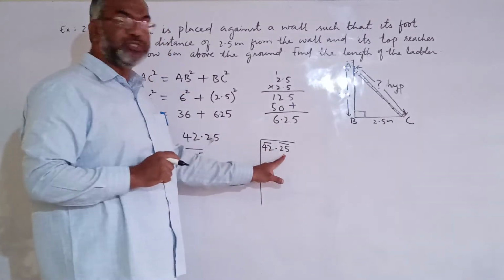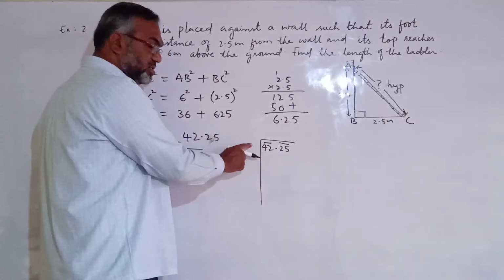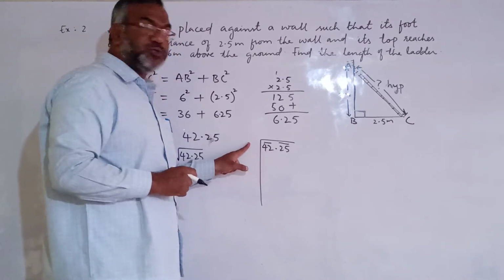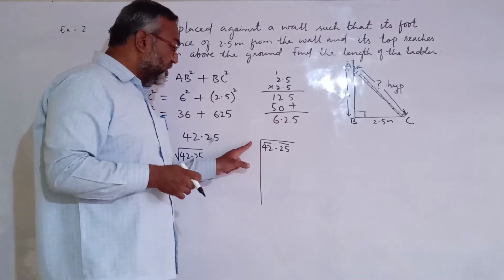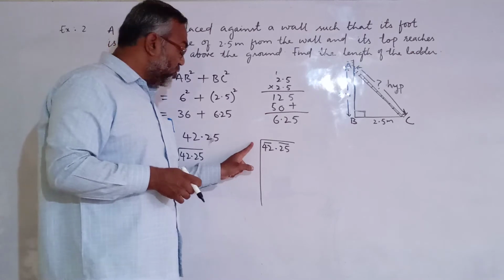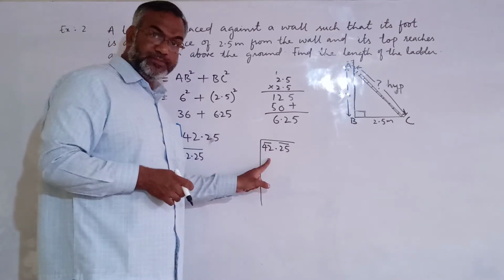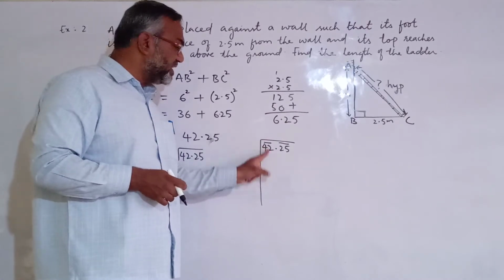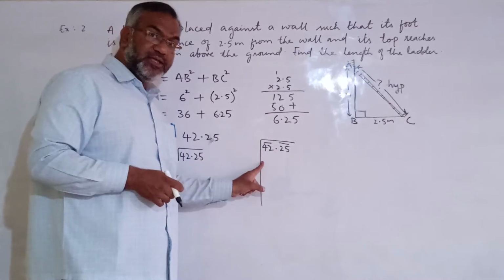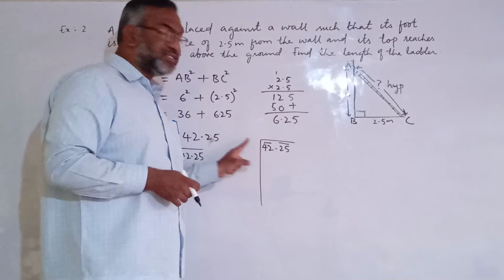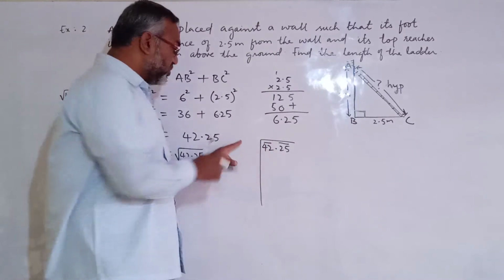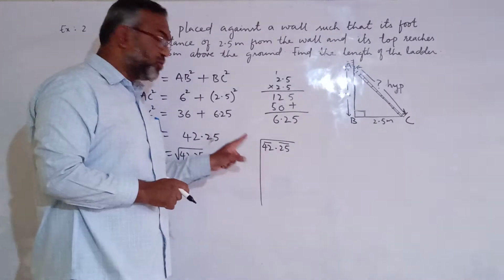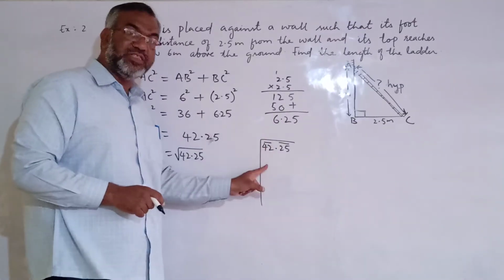Right, now 42.25. Now we must divide. Choose a number to divide this. You can choose 2, 3, 4. But if you choose 2, you have to multiply 2 2s. If you choose 3, then you have to take 3 3s. You cannot take 3 5s or 3 6s. Suppose you take 5 here, then 5 5s only. You cannot take 5 6s or 5 7s.